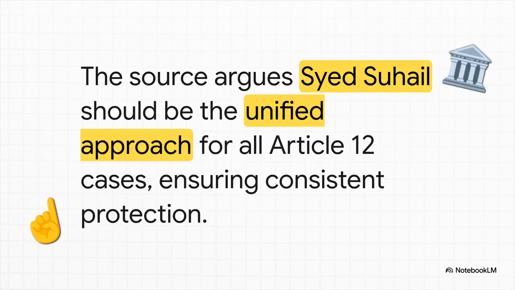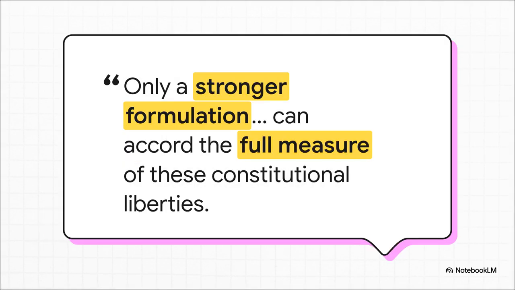So, based on this whole comparison, the source material makes a really powerful argument. It basically says, let's make the Syed Suhail test, with its robust focus on legitimacy, the one unified standard for all cases that involve Article 12. And why does this matter so much? Because unifying under a stronger test isn't just about legal tidiness. It's about making sure that the promise of Article 12 has real teeth. The ultimate goal, as the source puts it, is to accord the full measure of these constitutional liberties to every single person.